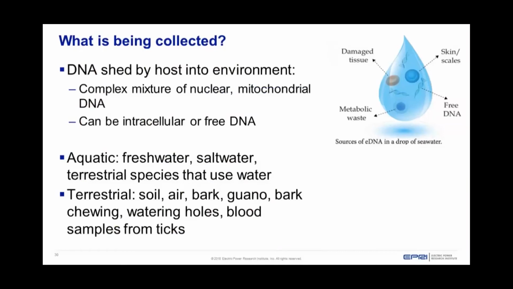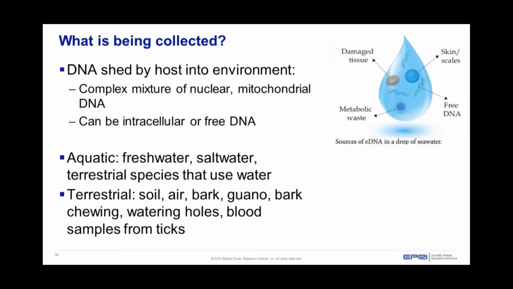So it can be intracellular or free DNA. If we're thinking about aquatic habitats, we might be thinking about freshwater habitats, saltwater habitats, or even terrestrial species that use a water habitat. So maybe like a drinking ground, a pond that they come to drink from, or like in the case of a salamander where they might use an ephemeral pond, a pond that's there for a short period of time, but then they lay their eggs and then they move on from that particular water.